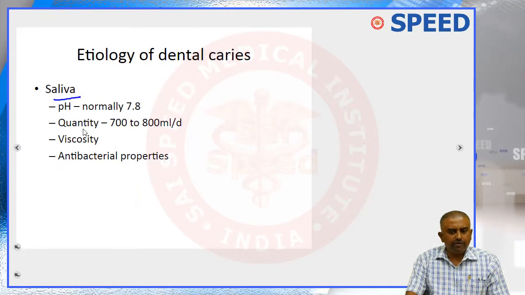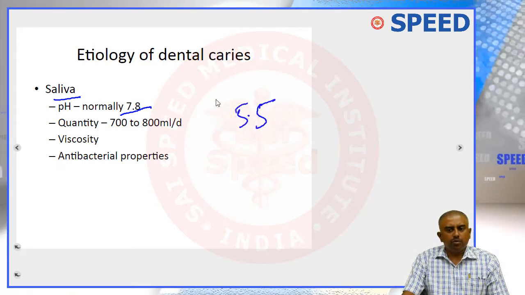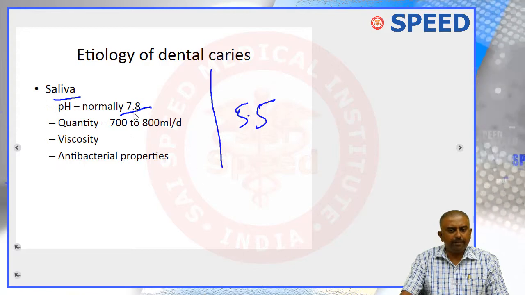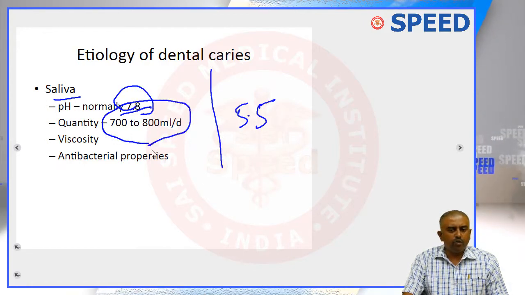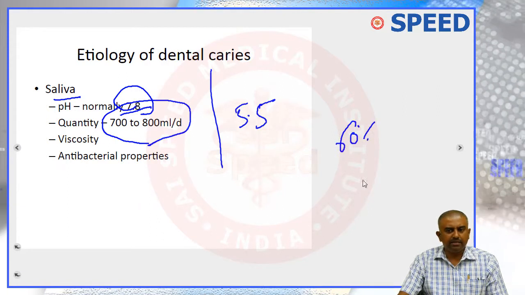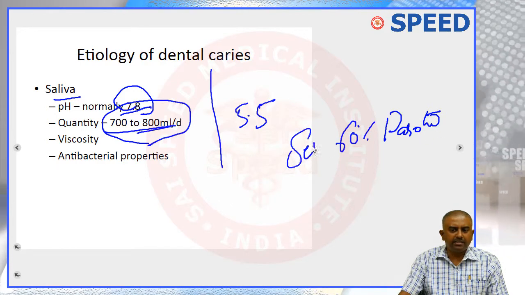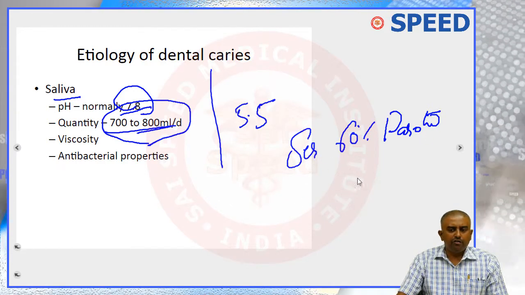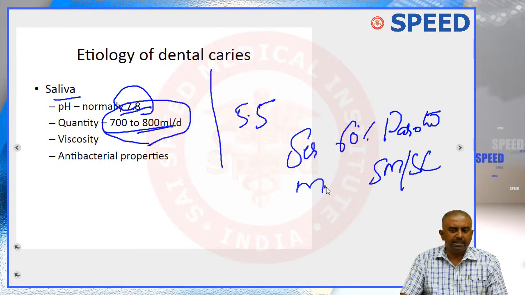Saliva is also a host factor, normally alkaline, but what is the critical pH? 5.5 is the critical pH. Normally it is alkaline. This is the normal quantity which is secreted, 60% of which is by the parotid, which is a predominantly serous secretion, followed by submandibular and sublingual glands, which are mixed glands.